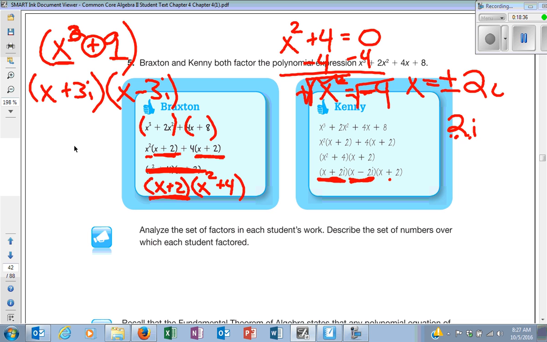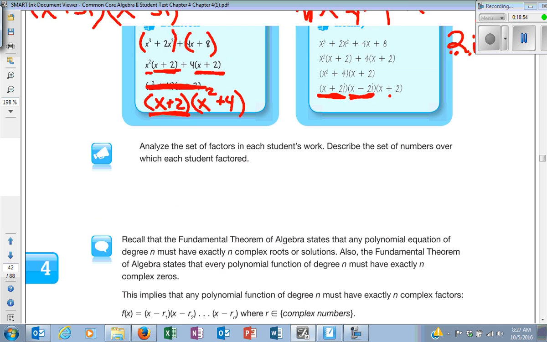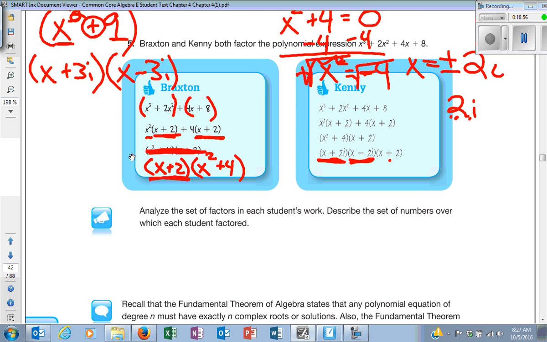I don't hear this at all. Imagine. Brendan? Yeah. There we go. All right. What set of numbers was Braxton using? Because he still got the question right.